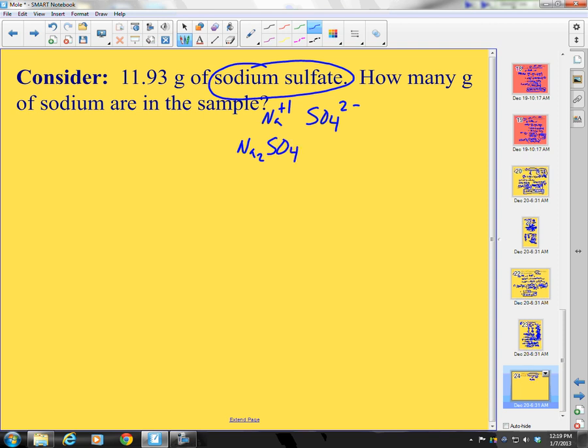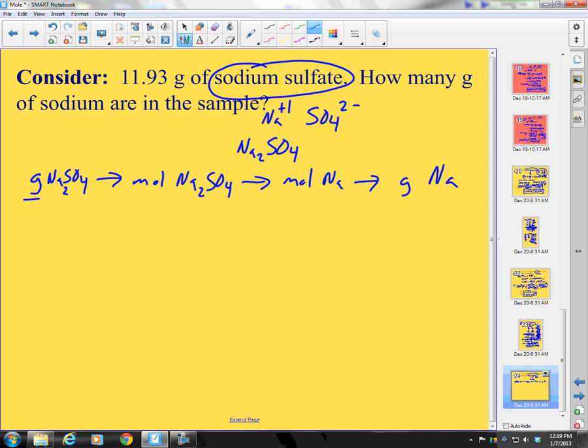So I'm going to go from grams of sodium sulfate to what? Moles of sodium sulfate, oops, there needs to be a 2 there, Na2SO4, to moles of sodium, to grams of sodium. Got it? How do I go from grams to moles here? Well, I divide by my molar mass. How do I go from moles of sodium sulfate to moles of sodium? I multiply by the ratio, right? The ratio of sodium to sodium sulfate.